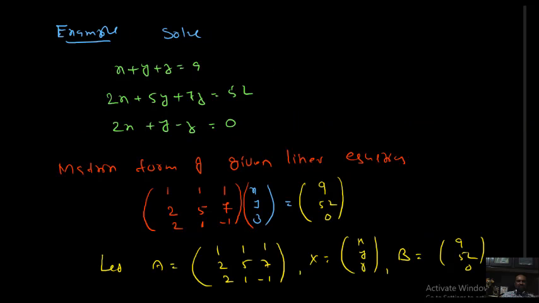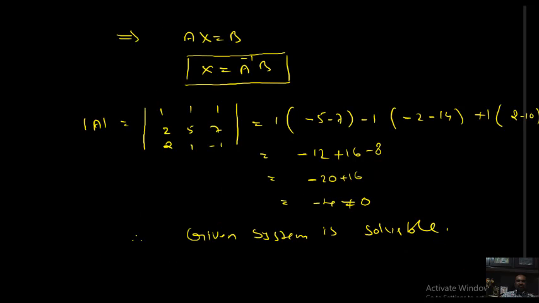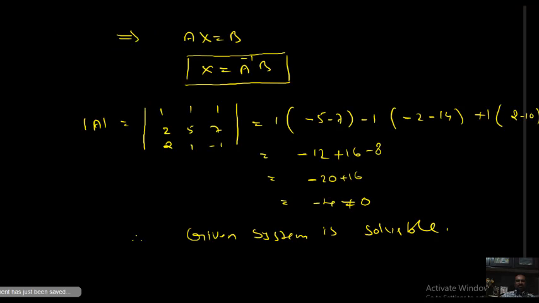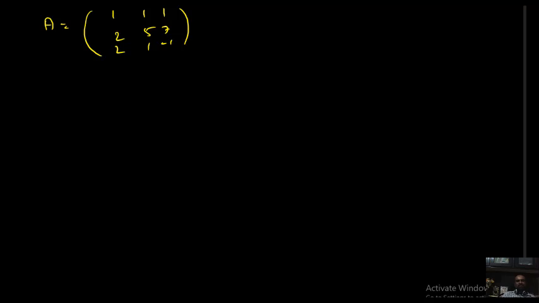So next page I will write A equal to [1 1 1, 2 5 7, 2 1 -1]. Cross check. Okay, the cofactors matrix should be found, the adjoint matrix should be found, and the det should be found.